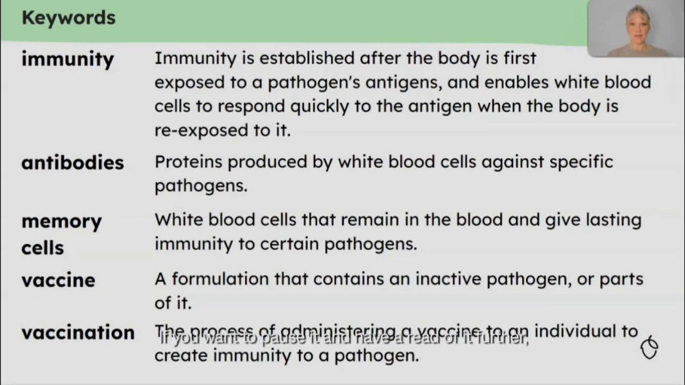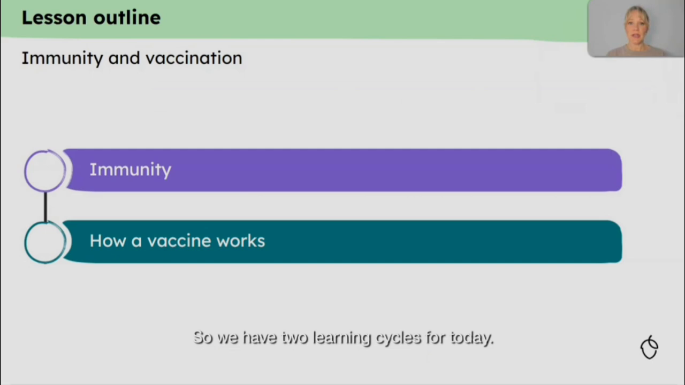We'll be using lots of new key terms today and they're on the board here for you. If you want to pause it and have a read of it further, then please do. Otherwise, rest assured that I will be going through each one of these as we move through the learning cycles. So we have two learning cycles for today. We've got immunity and how a vaccine works. Of course, we'll be starting with immunity.